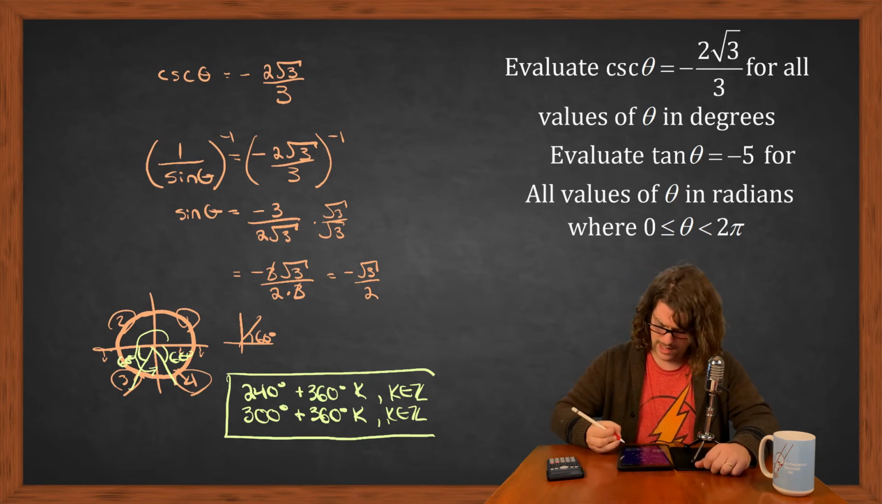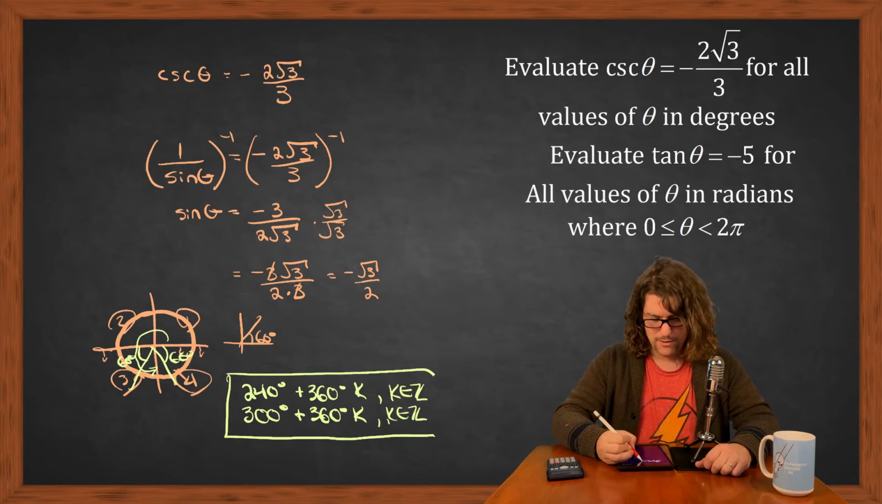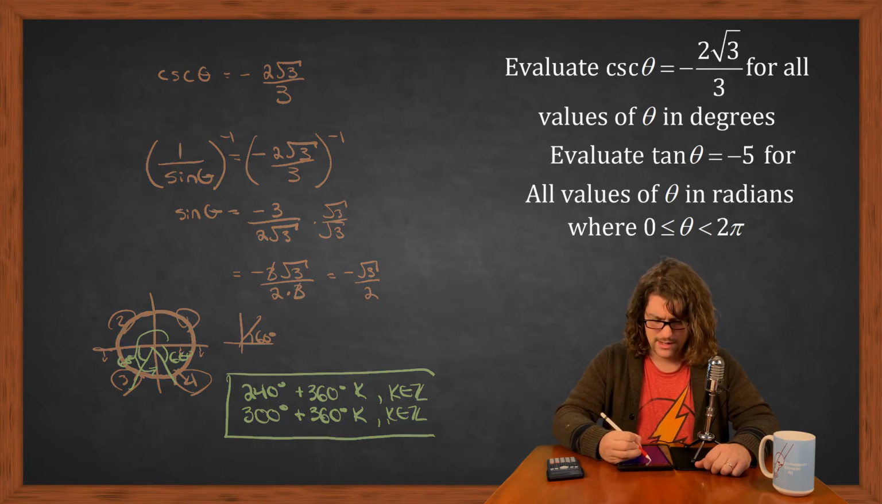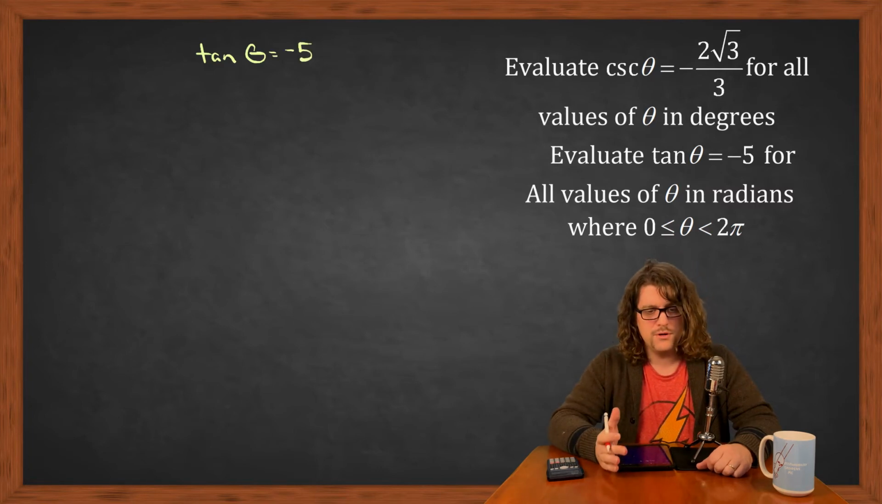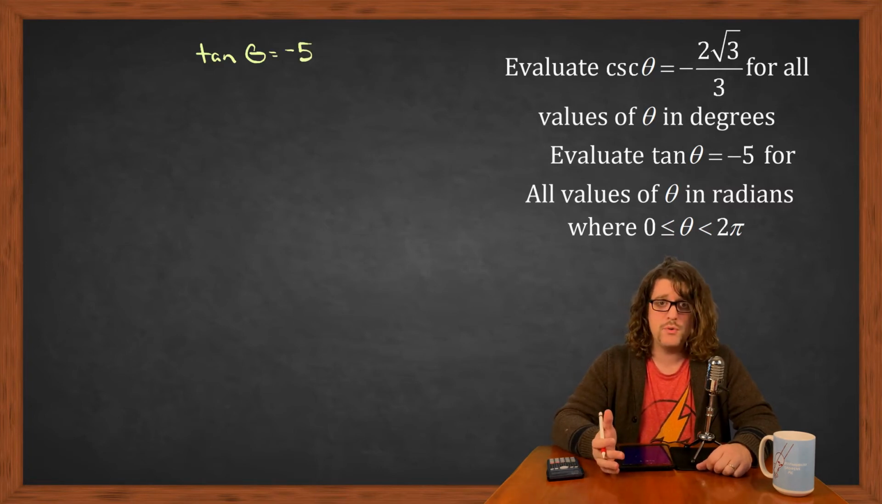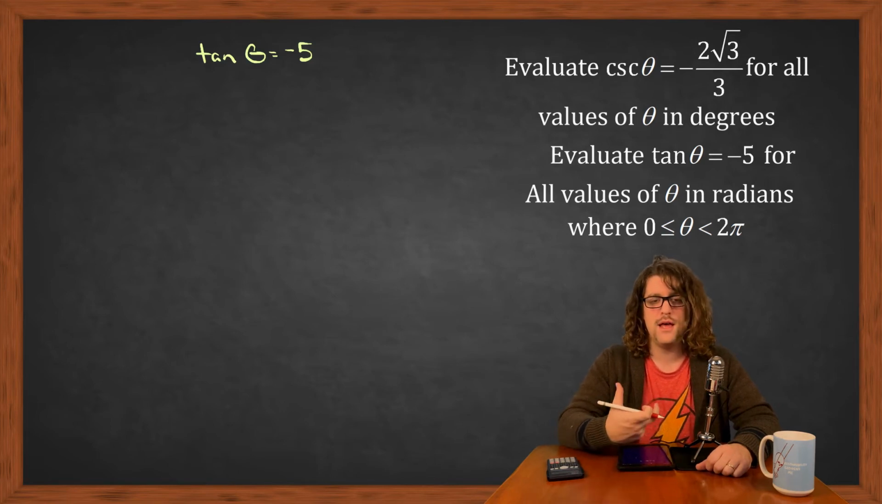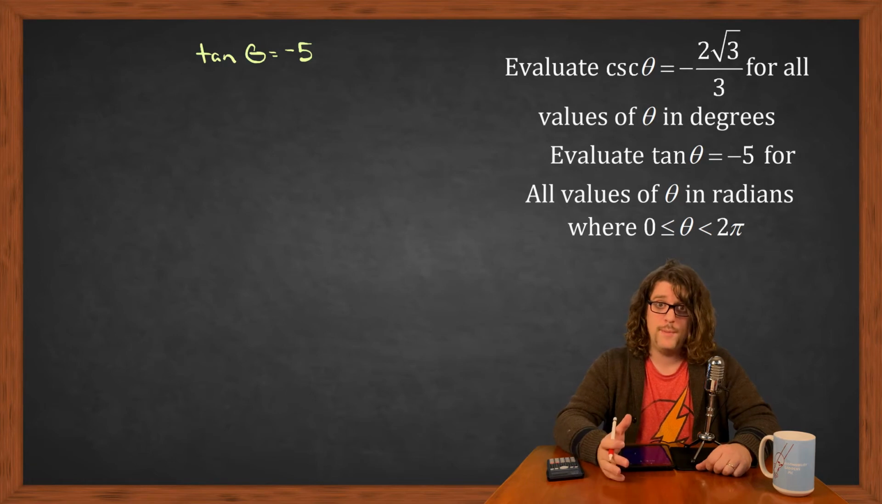We might as well go ahead and see what's going on with this second one. So what we're going to do here is we have tan of theta equal to negative 5. And we're going to evaluate this also for theta, but we're going to do it in radians, and there's going to be a specified domain. That specified domain is a really common one. This is one full positive rotation, so we're allowing all values between 0 and 2 pi.